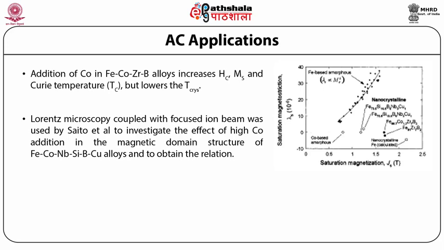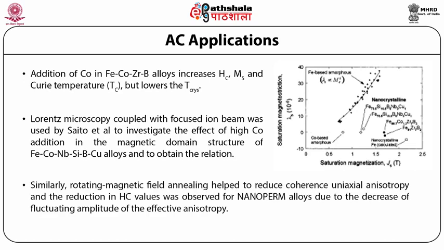Recently, it has been shown that the structure of cobalt-rich nanograins can be tuned by means of static magnetic field annealing. Similarly, rotating magnetic field annealing helped to reduce coherence uniaxial anisotropy, and the reduction in Hc value was observed for nanoform alloys due to the decrease of fluctuating amplitude of the effective anisotropy.